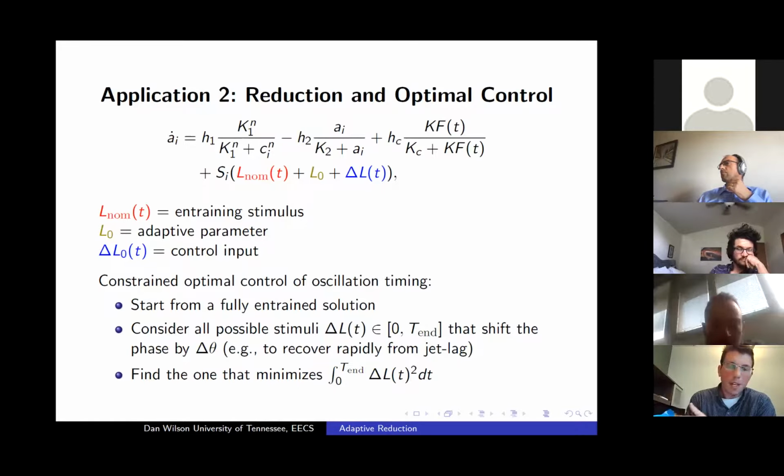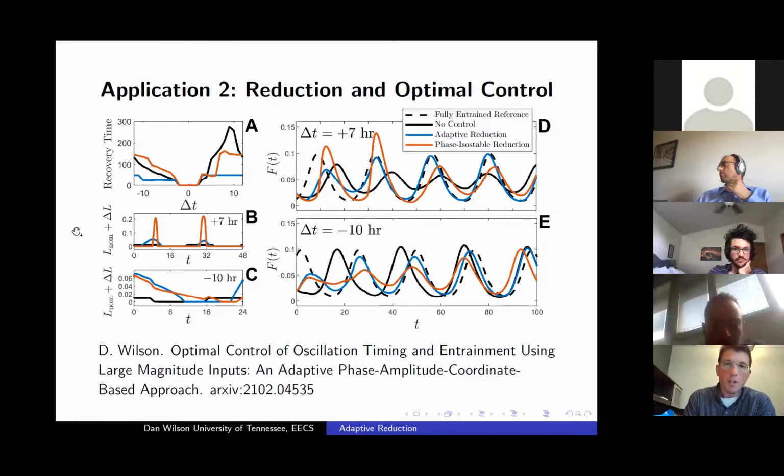We can solve this by applying a calculus of variations framework, finding the Lagrange multipliers, finding the initial values of those Lagrange multipliers, and solving for the optimal inputs. We do that, and we get these results here. So in this figure, I'm showing the recovery time when we apply a couple different strategies to try to find a good delta L of t, a light-seeking or light avoidance strategy. This black line here is basically if you do nothing. If you shift your time zone, you shift your 24-hour light and dark cycle, and see how long it takes you to recover to the new time-shifted 24-hour light and dark cycle.